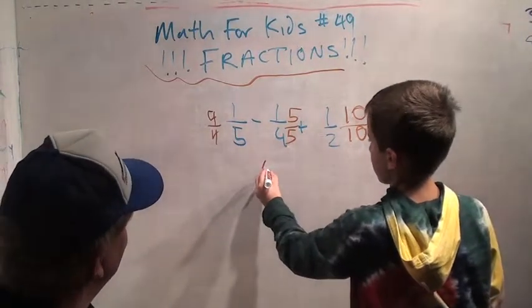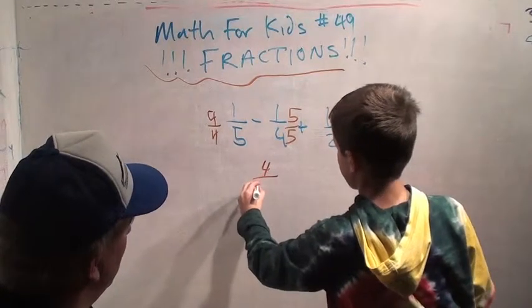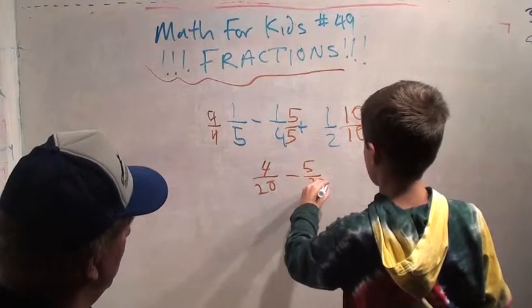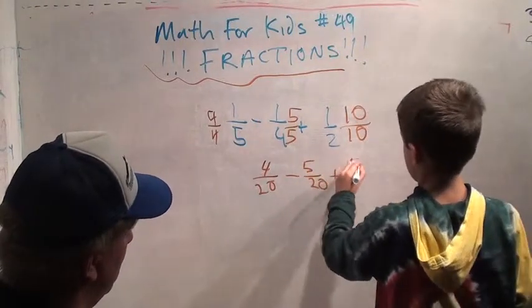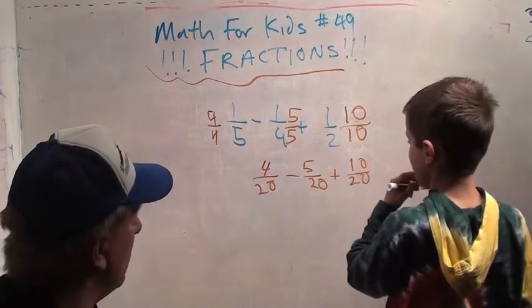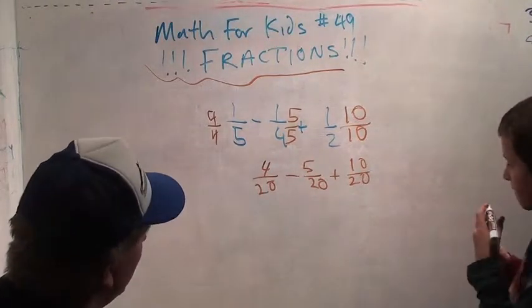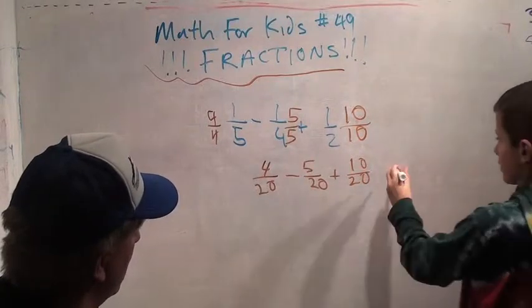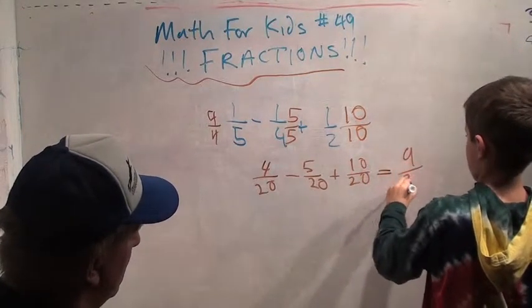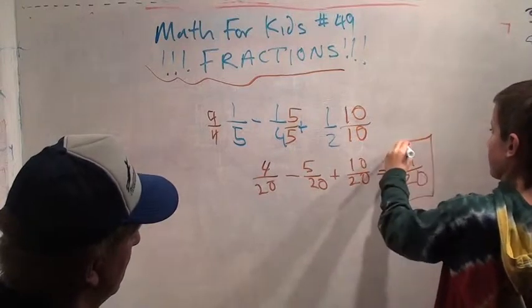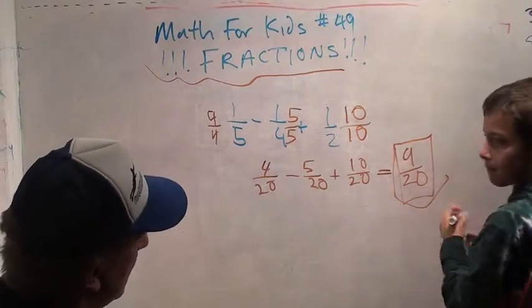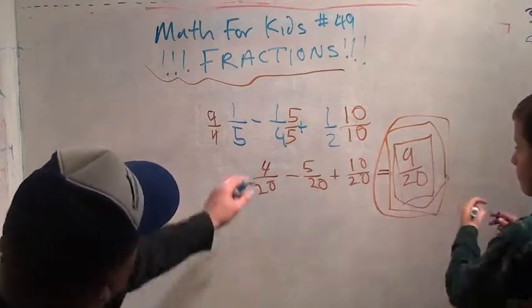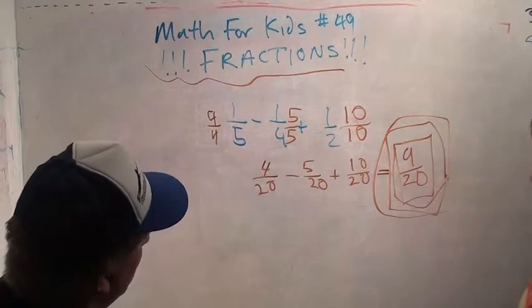Okay, this is 4/20 minus 5/20 plus 10/20. Whoa. Well, 4/20 minus 5/20 plus 10/20. Okay, we have minus 1. 9/20. So, can you believe that? 1/5 minus 1/4 plus 1/2 is 9/20.